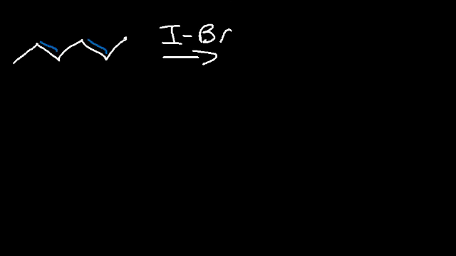Try this example. Let's say we have 2,4-hexadiene, and let's react it with iodine monobromide. Bromine is more electronegative than iodine, so bromine has the partial negative charge and iodine has the partial positive charge. So iodine is going to act like hydrogen in this reaction.